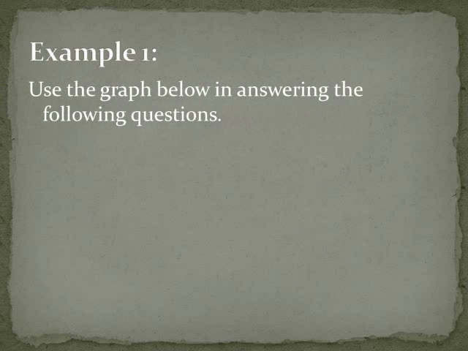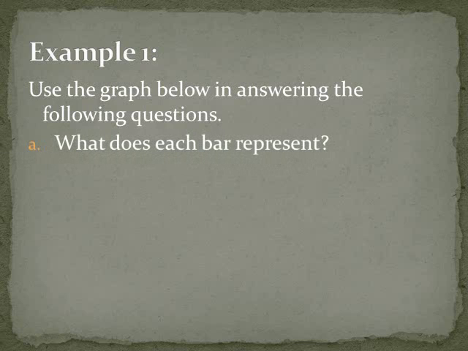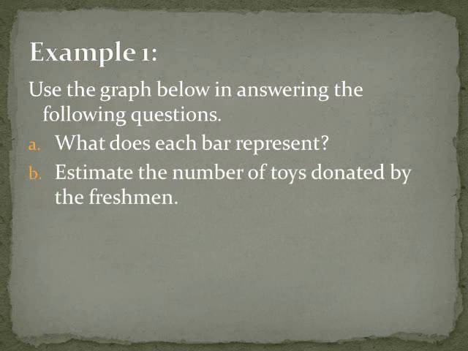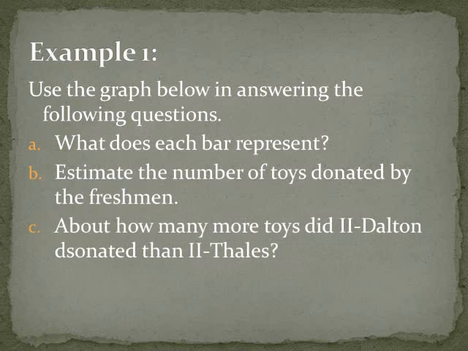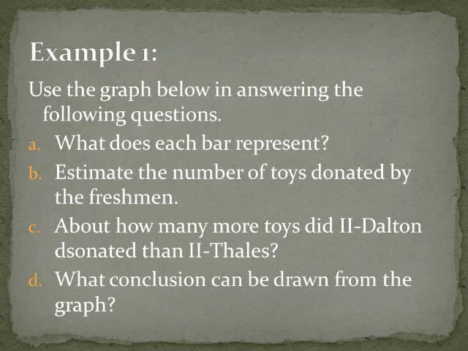Now let's have example number 1. Use the graph below in answering the following questions. A. What does each bar represent? B. Estimate the number of toys donated by the freshman. C. About how many more toys did second-year Dalton donated than second-year Tallis? D. What conclusion can be drawn from the graph?